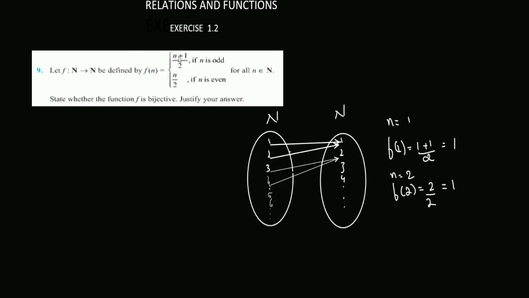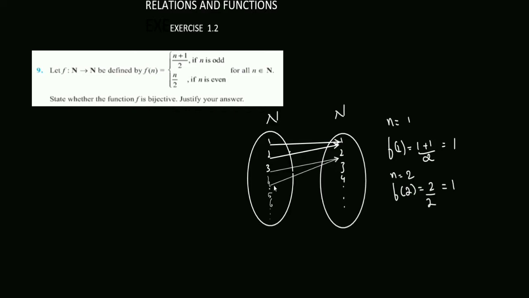Usually it will be given in terms of x. f of x is equal to (x plus 1) by 2. Now here, instead of f of x, it is given f of n. So the function is given as, if n is odd, suppose you take n is 1. So n is 1, it will be (1 plus 1) by 2, which is 1. If n is even, suppose you take n is 2, 2 by 2 is 1. So 1 goes to 1, and the image of 2 is also 1.